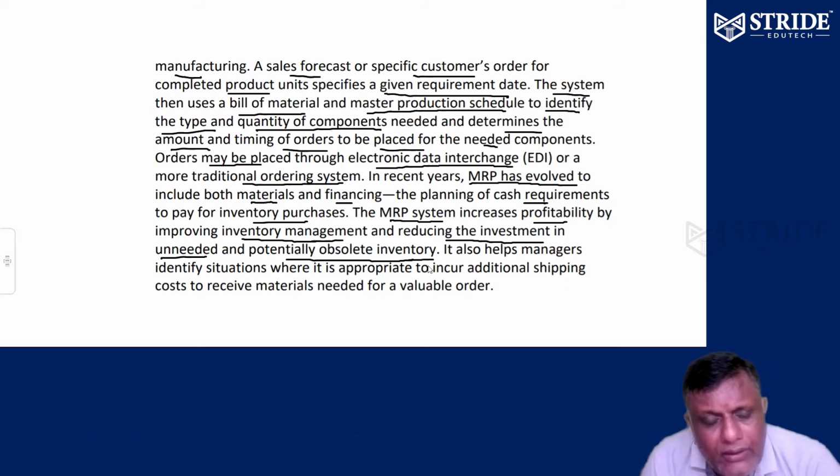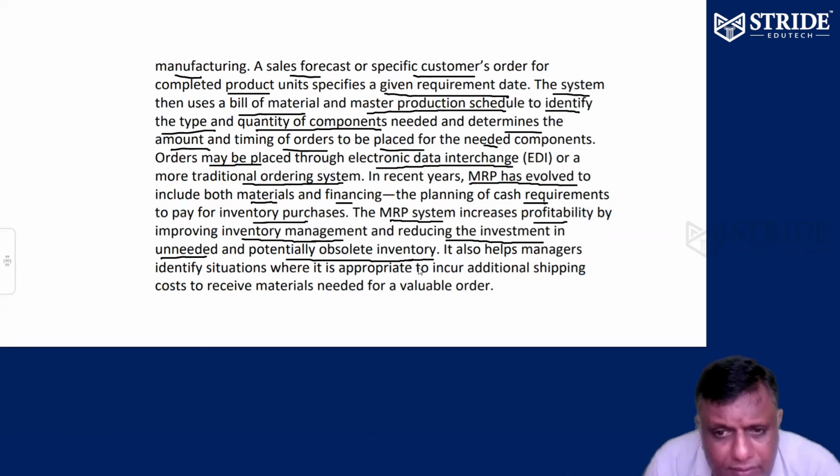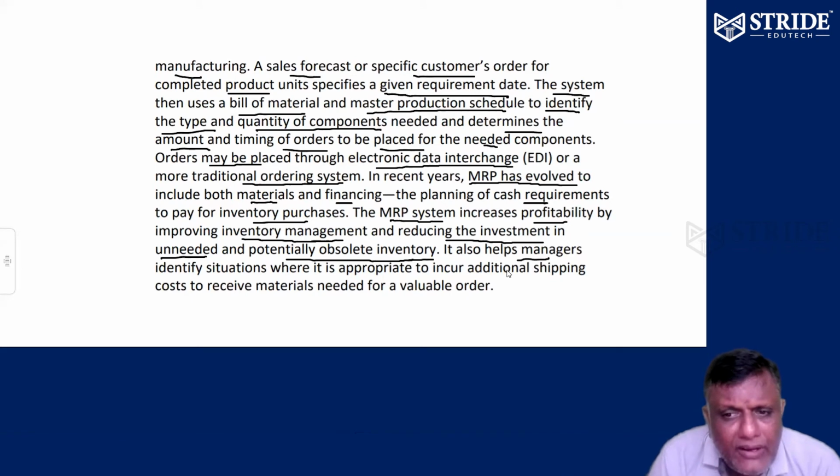Any stock that is obsolete, redundant, or no longer required, we can avoid it. Any obsolete inventory, stock investment that is redundant and no longer usable can be removed. So don't invest too much in unnecessary stock, because working capital gets locked. By using MRP, these kinds of things will be removed. It helps the manager identify the situation.